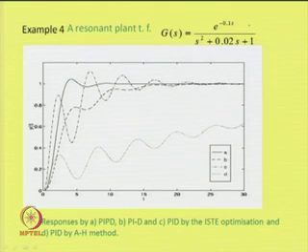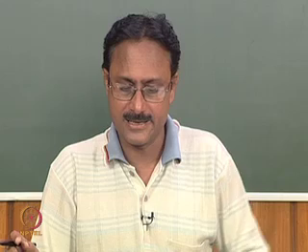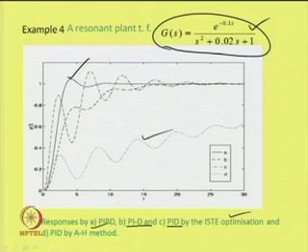not only for integrating processes, also we get improved performances of PIPD controller for resonant processes also. Let us consider this resonating process. For this also the PIPD controller response given by the solid line is found to be superior compared to the PID and PID designed by IST optimization and PID controller designed by Ostrom-Hogland method. Now, Ostrom-Hogland method is giving a very poor set point response, whereas the PIPD controller is giving quite superior responses.